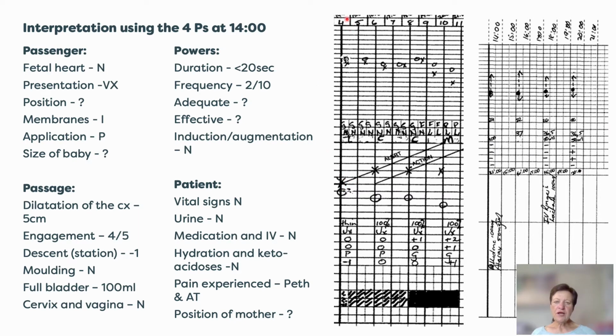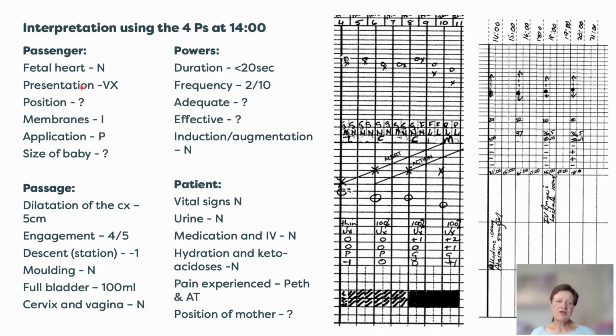So if we look at all our set of observations here, when the patient is now at 2 o'clock, we see that the fetal heart is still normal. There's still very little difference between the before and after contractions fetal heart. We see that the variability is good. There are no decelerations, and the membranes are still intact.